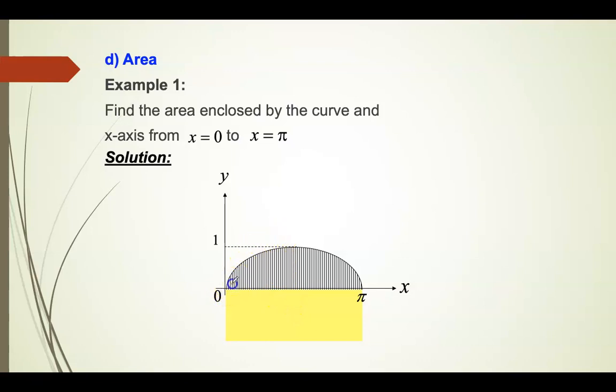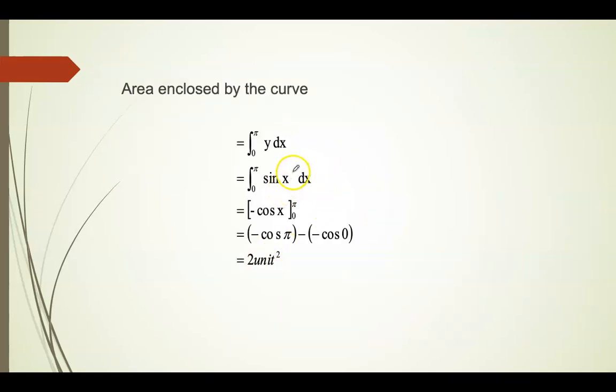This curve right here starts from 0, its maximum point is 1, and it ends at pi. This tells you that this is a function of sine. So we're going to find the area enclosed by the curve and the x-axis, which means this region from 0 to pi. So this is obviously the integration of sine x dx from 0 to pi.